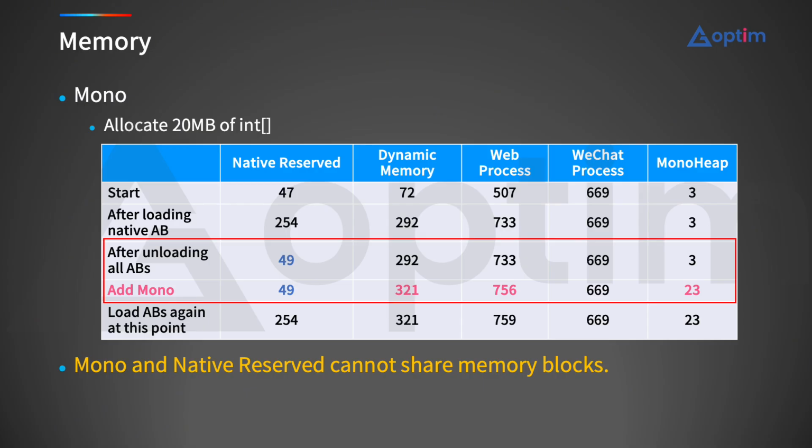Both dynamic memory and web process memory increased by around 20 megabytes as well. Based on earlier formulas, dynamic memory equals mono heap plus native reserved. When we allocate the 20 megabyte array, mono memory increases without affecting native reserved memory, showing that they are independent. However, mono memory increases directly impact dynamic memory and web process memory, which can lead to instability and potential crashes.